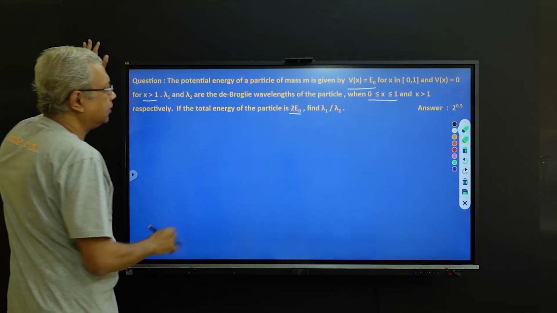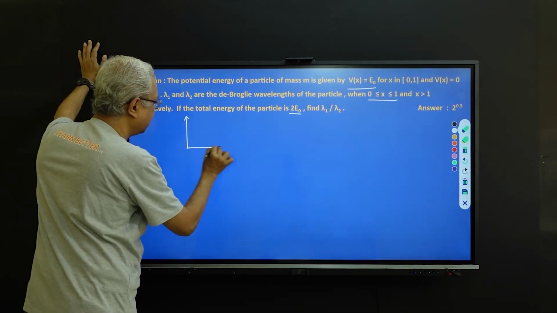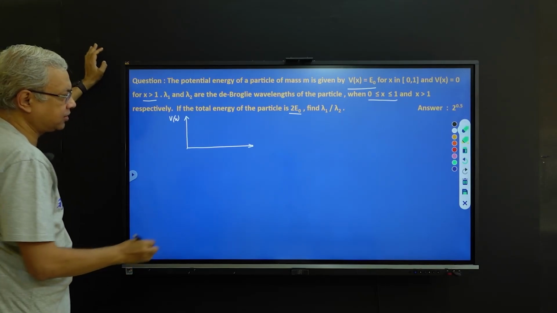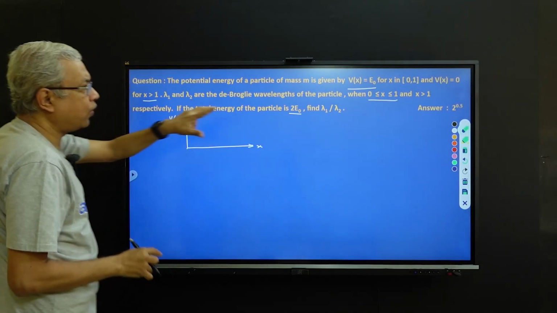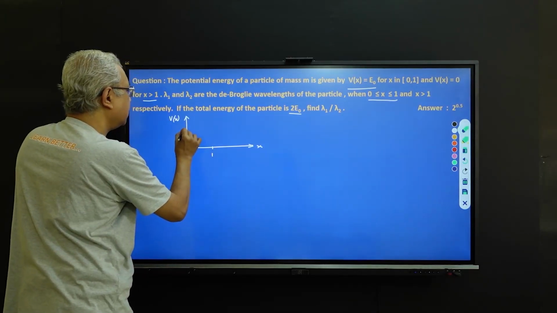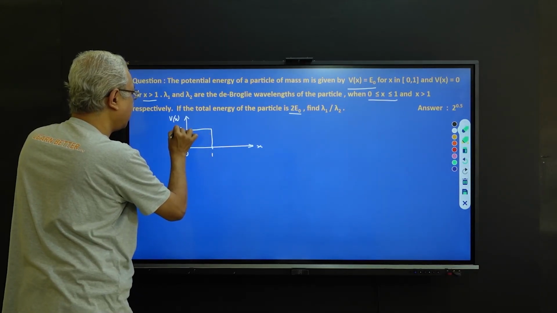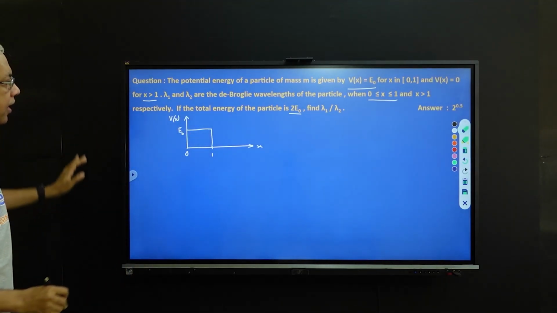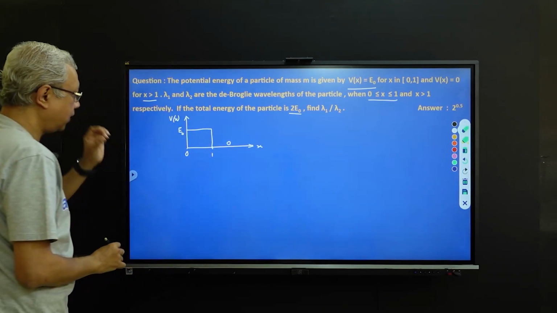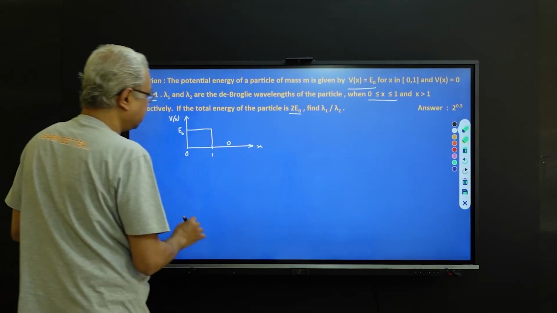So, the particle of mass m has a potential energy, the plot of which we can draw like this. This is V(x), this is x. In the closed interval 0, 1, that means when x is in the interval 0 to 1, the potential energy of the particle is E naught. This is E naught. And it is 0 when x is greater than 1. This is 0. Alright, this is V(x). This is the plot of potential energy. It is defined like this.